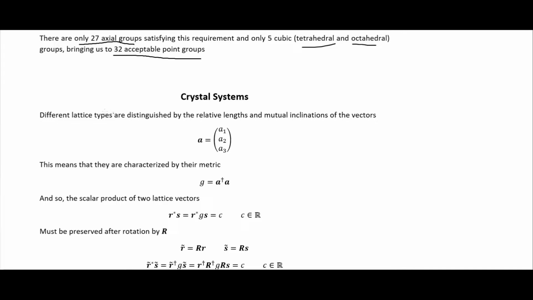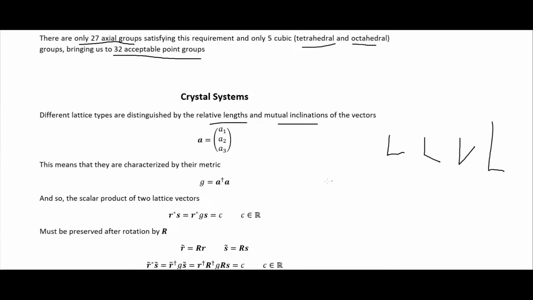All right, so if you look at our crystal systems, different lattice types are distinguished by the relative lengths and mutual inclinations of the vectors. So we're thinking about the vectors. In 2 dimensions, we have our 2 vectors like this, but they also might be at some obtuse angle or some acute angle. We might have one that's longer than the other. And so the different lattice types are distinguished by the angles that these have with each other and the relative lengths that they have with each other. This means that they are characterized by their metric.